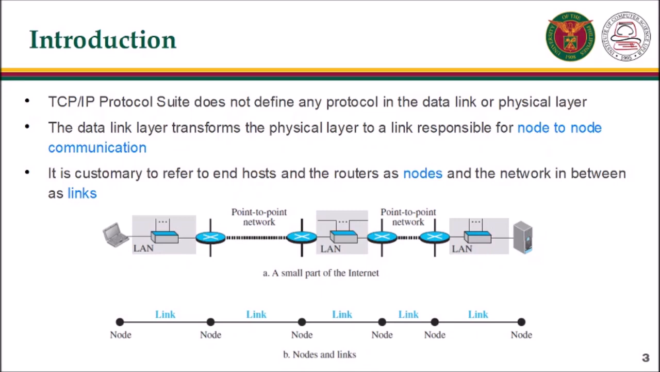A data unit from one point in the internet needs to pass through many networks to reach another point. These LANs and WANs are connected by routers. It is customary to refer to the two end hosts and the routers as nodes, and the networks in between as links.